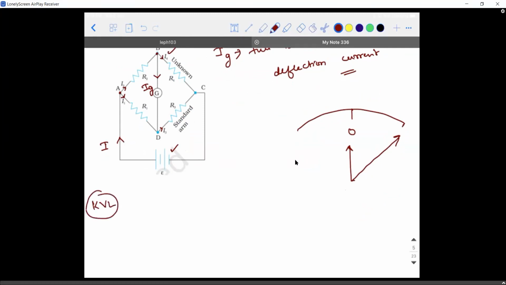Now when I apply KVL, by taking the loop ABDA, when I go from A to B, I'm walking in the direction of current. So minus I2 into R2. When I go from B to D, then it is minus Ig into G, where capital G is going to be the resistance of the galvanometer, or I will call it Rg itself. Similarly, when I go from D to A, it is plus I1 into R1. The whole put together is 0.